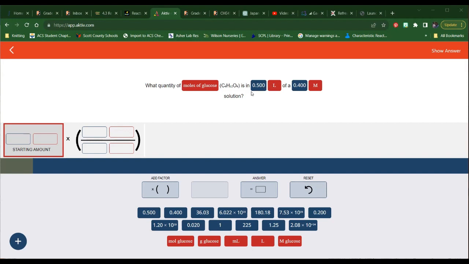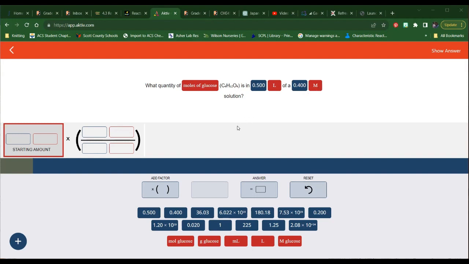Also pay attention to what the question is asking for. We want our final answer to have these units. Preferably it will say moles of glucose. Sometimes, like this M here, it doesn't say what chemical it is. If it just ends up being moles, that's okay as well.